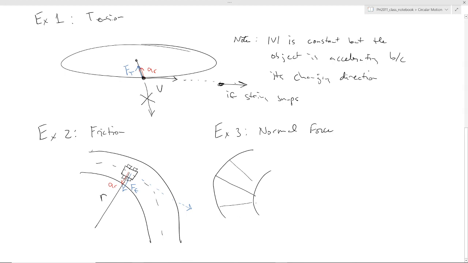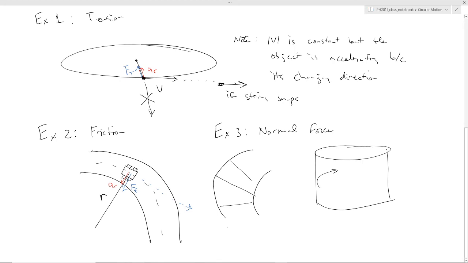So we'll talk about that example, and also, you can have a situation where the extreme case of this is if you have like a cylinder. If you're going fast enough, you can ride on the inside of the cylinder, and we'll look at that problem as well. And that's sort of a combination of the normal force and friction, providing this centripetal acceleration. So there's some interesting problems.